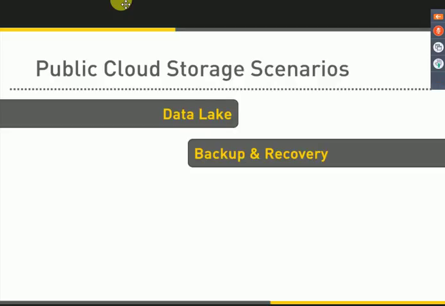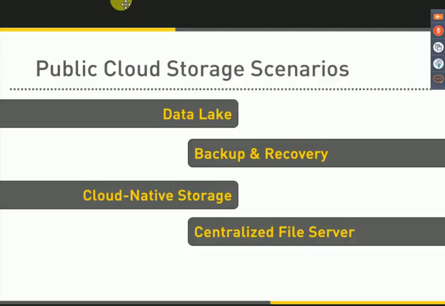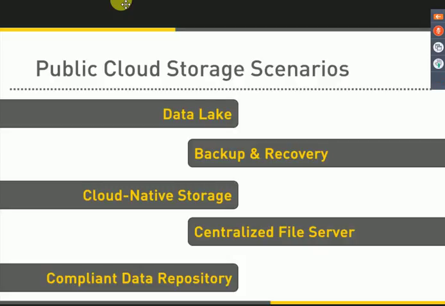Then I'll talk about backup and recovery. This is another important use case, which is very quickly replacing traditional archival mechanisms. Then we talk about an emerging scenario, which is cloud native storage, all based on containers and microservices. Then we talk about object storage acting as a centralized file server, particularly in branch office scenarios. I'm going to spend some time walking you through the architecture and how customers are benefiting from it. And finally, we talk about compliant data repository and touch upon use cases from the healthcare and financial industries. So this is the list of significant use cases that we are seeing in enterprise.